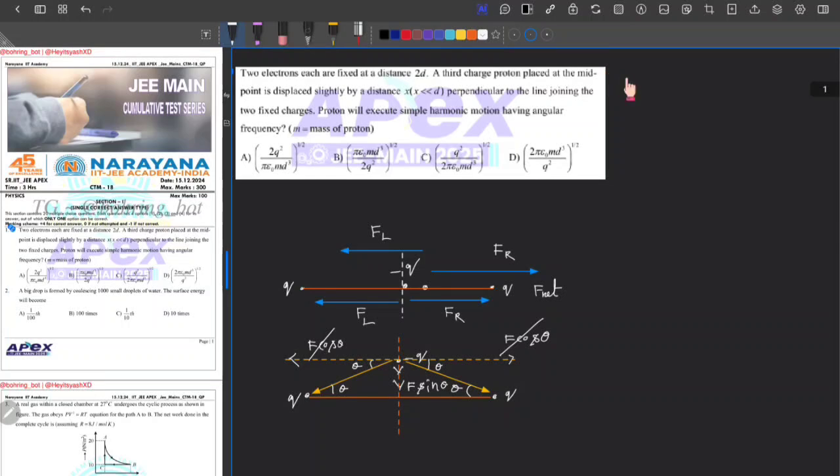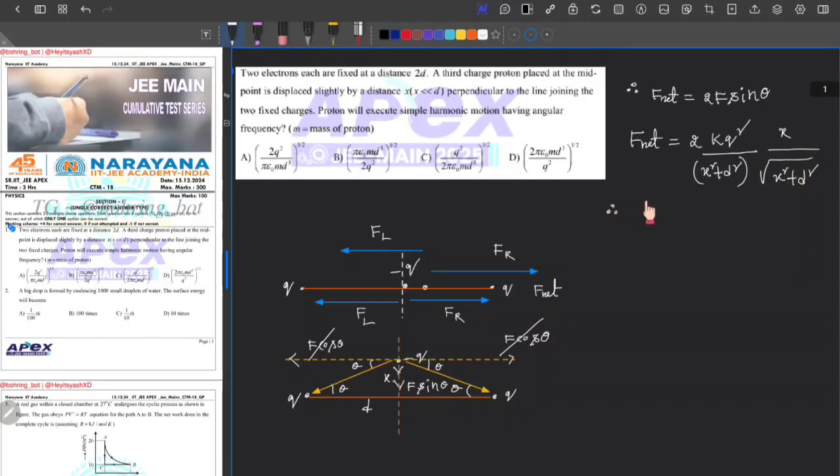Since the net force is acting towards the mean position, you could say that F net is equal to 2 into F into sine theta. So I could say F net is equal to 2 times the force. What is the force? k q square by x square plus d square, right? So this is x here and this is d here. This distance is d, this distance is x. So sine theta can be written as x by under root of x square plus d square.